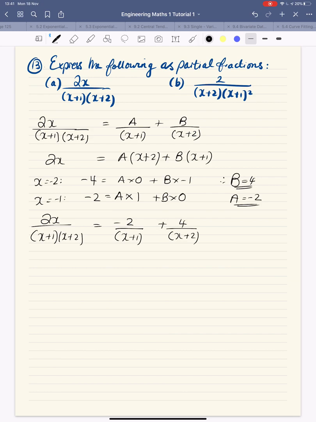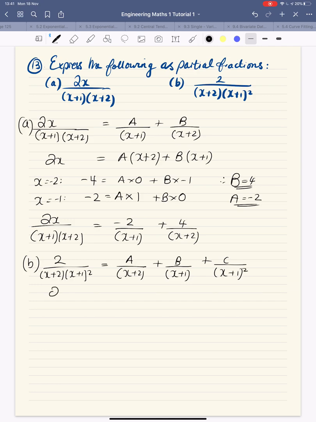Have I left a page there? No, I haven't. So that's a, b, 2 over x plus 2, x plus 1 squared. When it's got a repeated factor on the denominator, say it's a over the first one plus b over the second one without the squared number, and then plus c over the second one when it is squared. So we say that t is a times x plus 1 squared plus b times x plus 2, x plus 1 plus c times x plus 2.